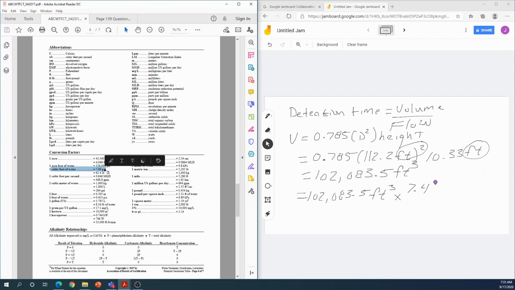So we have 7.48 gallons divided by 1 cubic foot. For our conversion, cubic feet cancel cubic feet, and we're left with 763,584 gallons. So now we have a volume in gallons and a flow rate in million gallons per day. So we're not quite there yet. Now let's convert this 763,000 gallons into million gallons so our units match.